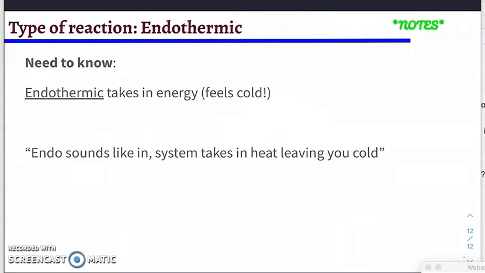Okay, the last piece of vocabulary and type of reaction are endothermic. Endothermic reactions take in energy. They feel cold because it's taking in the energy from your hand, from your feeling. That's why it feels cold, because it's taking in your heat, taking in your energy. And maybe a nice way to think of it is endo sounds like in, so it's a system in heat, leaving you cold. It takes in heat to leave you cold. I don't know. Anyway, that's the types of chemical reactions.